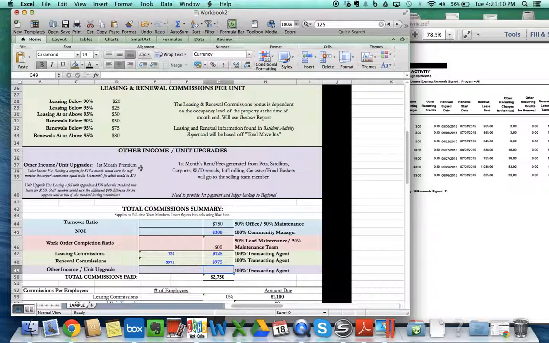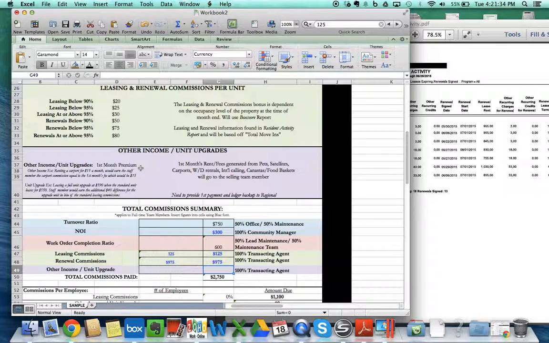Lastly, we'll come over to our other income section, and this is where we will give bonuses based on fees that are generated from pets or satellites or carports, washer dryer rentals, any ancillary incomes that any staff member is actively promoting. They'll be able to participate and receive that premium.